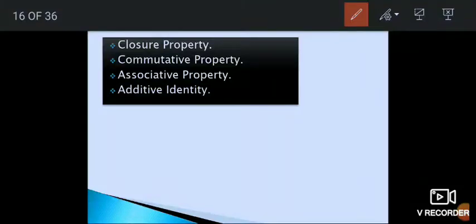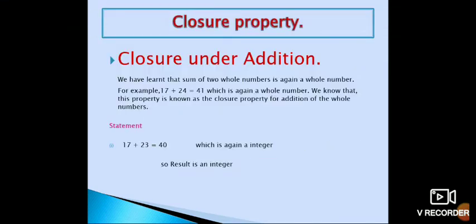Dear student, this is our integer part 2. In this chapter, you have to learn closure property of integer, commutative property of integer, associative properties of integer, and additive properties of integer. First one, closure property of integer.